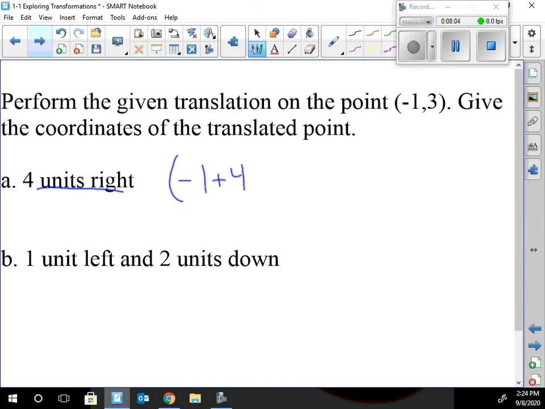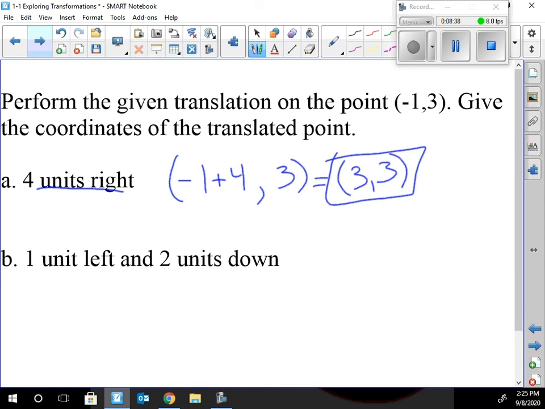What would happen with my y-coordinate? It's going to stay 3, because I'm not doing any vertical translation, simply because it didn't tell me to. So now, -1 plus 4 gives me 3. 3 stays the same. This is my point. It's just now 3, 3. And I'm done.